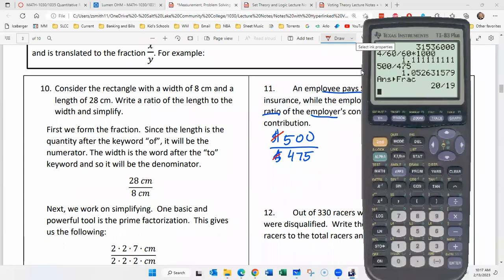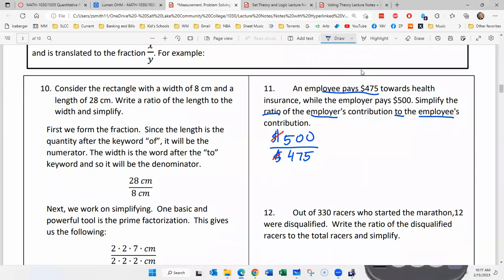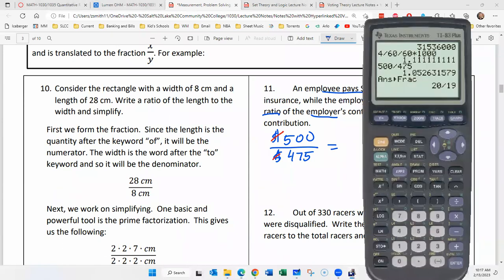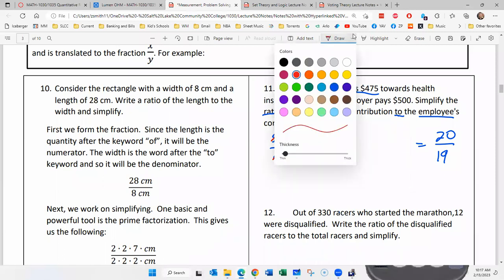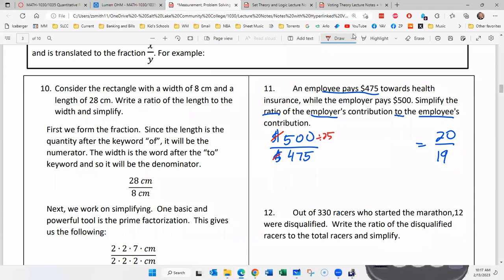That's not the only way to do this problem though. So 20 over 19. Good. The other thing would be, I can see that there's a 25 involved in both of them. So I would divide the top by 25 and divide the bottom by 25. If I do the same thing in the numerator and denominator, the multiplication or division, that's actually a form of 1. I'm multiplying by 1, and therefore I won't change the value.